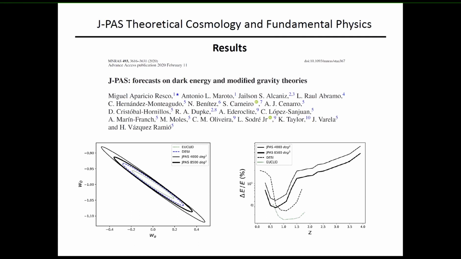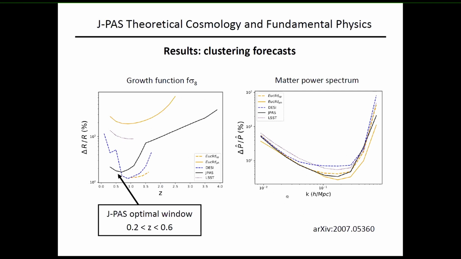This is even more clear in these plots about the precision for the growth function, f sigma 8. This is again a Fisher forecast estimation. Here you see again for this parameter as a function of redshift, J-PAS will be able to measure at low redshift with a precision around 1–2%. If you compare with the other surveys, for reference I plot DESI in blue, Euclid in yellow, and the dotted pink is LSST. You see that the optimal window for J-PAS is this region below redshift 0.6.